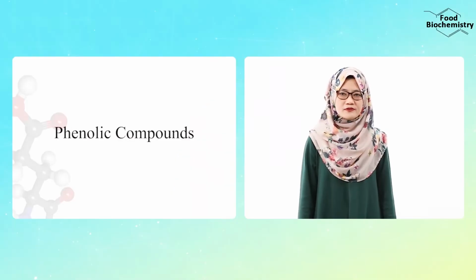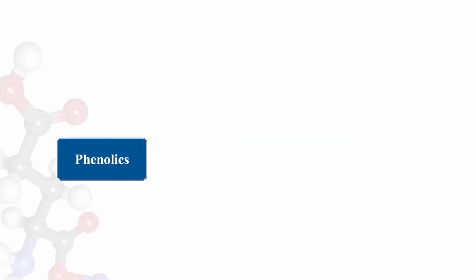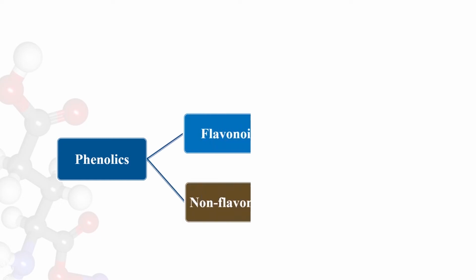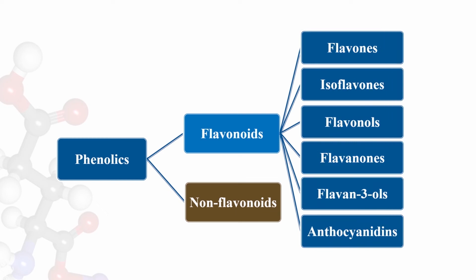Now, let's first have a look at one of the major categories of phytochemicals known as phenolic compounds. Phenolic compounds are secondary metabolites synthesized through the shikimic acid and phenylpropanoid pathways. All phenolic compounds contain at least one aromatic ring with one hydroxy group in their structure and can be classified into two main groups known as flavonoids and non-flavonoids.